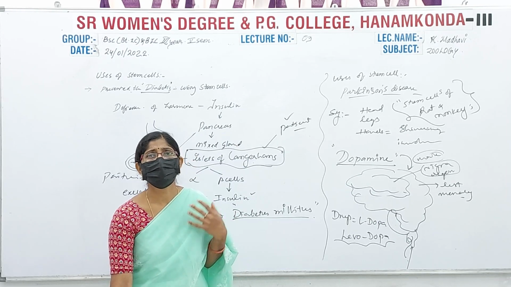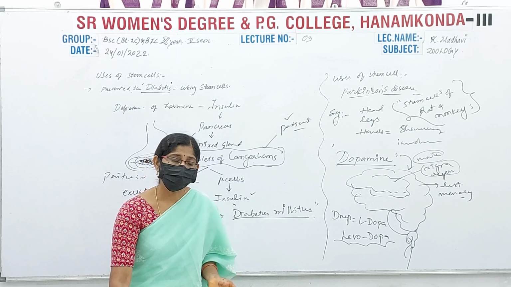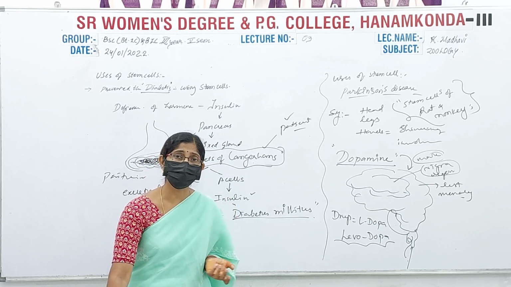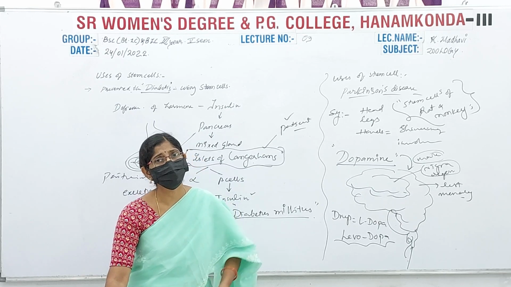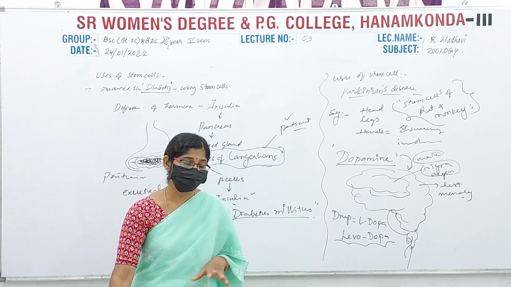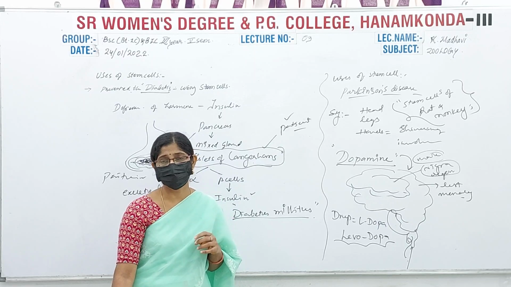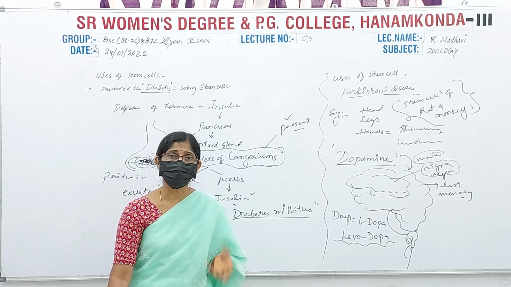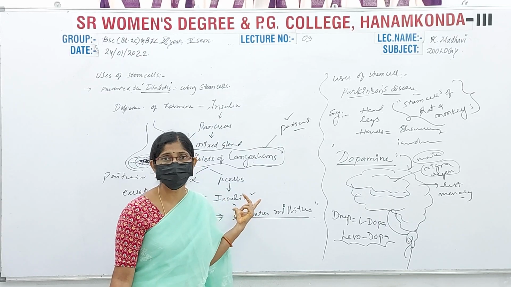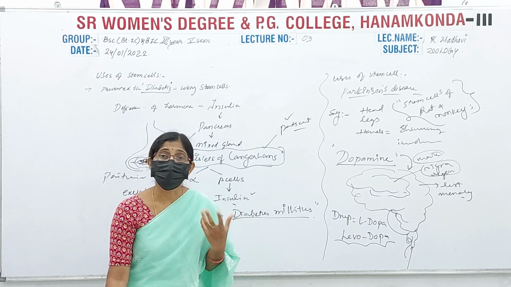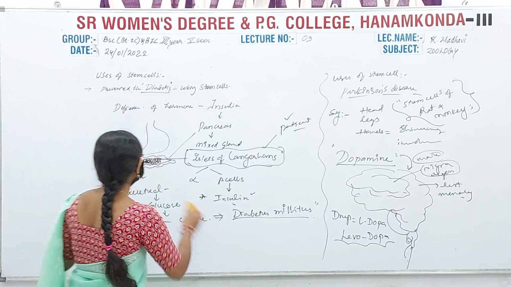Moreover, Alzheimer's, cancers, some brain diseases and some spinal cord related diseases are also treated with stem cells. The next topic is recombinant insulin. How is recombinant DNA technology used to synthesize insulin for diabetes? How is recombinant insulin produced?